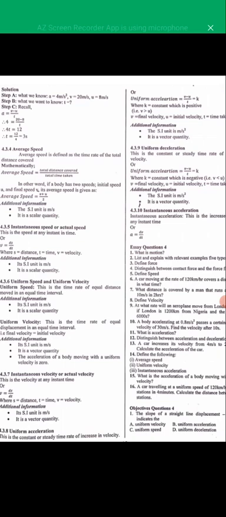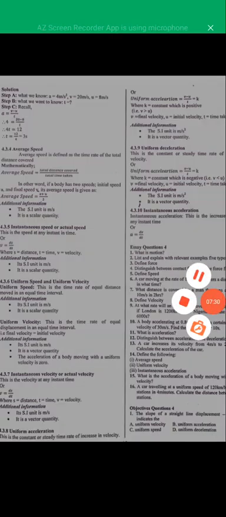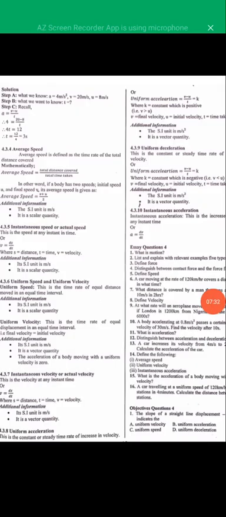Your V is your final velocity. Your U is your initial velocity. Your T is your time taken. Your A is your acceleration. And your S is the displacement or distance covered.